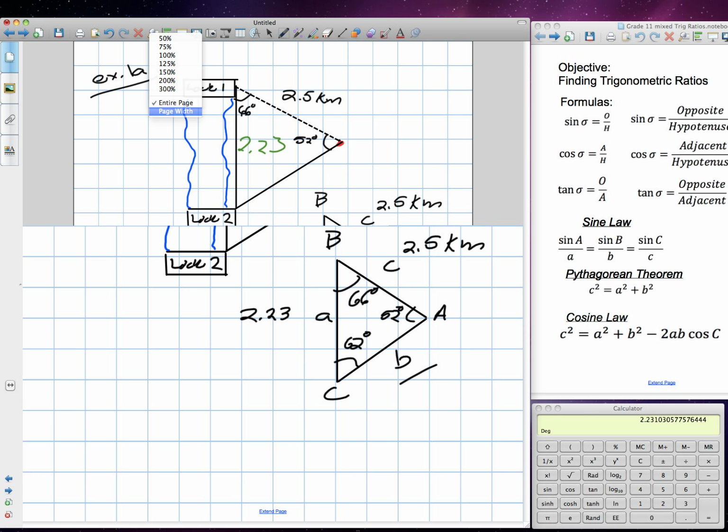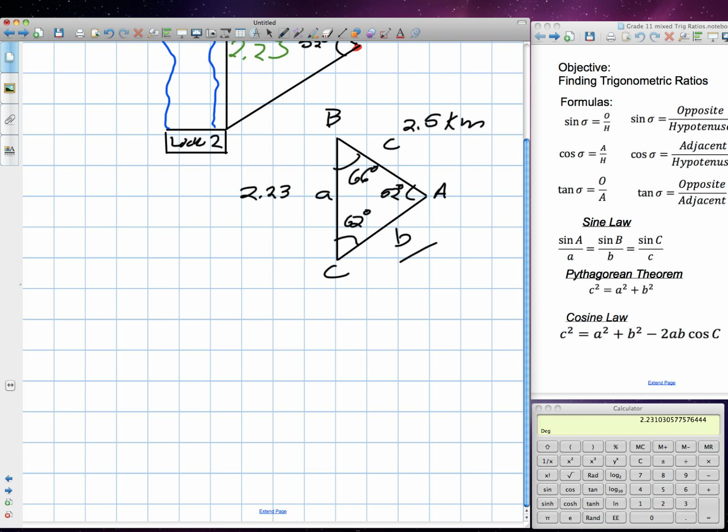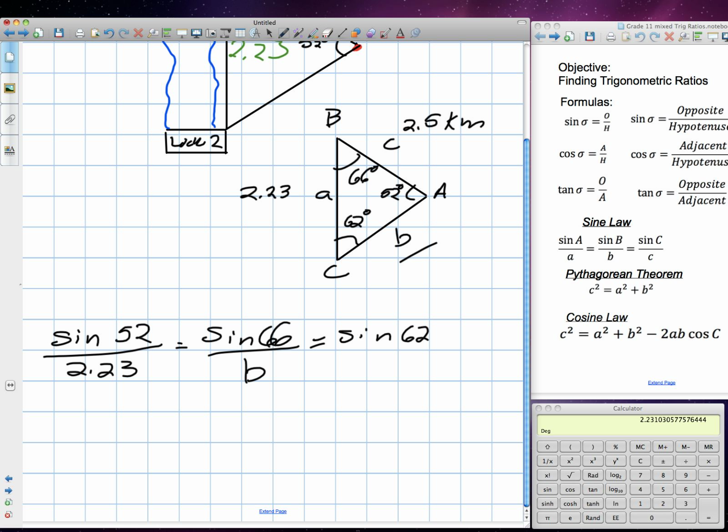Now remember, angle A was 52. Side A is 2.23. Angle B was 66. We're going to look for side B. Yes, good. And this is 62 and 2.5. Now, I have two complete ratios. We have the A's and the C's. I just have to match one of them up with B. It doesn't matter which one. We'll get the same answer either way.